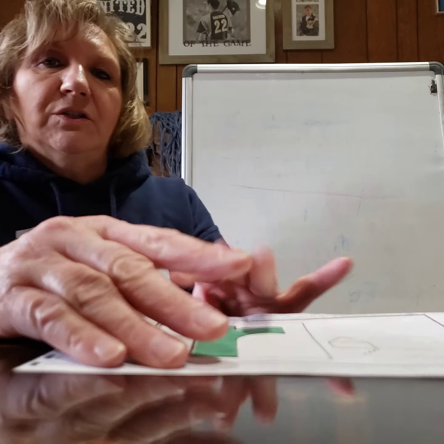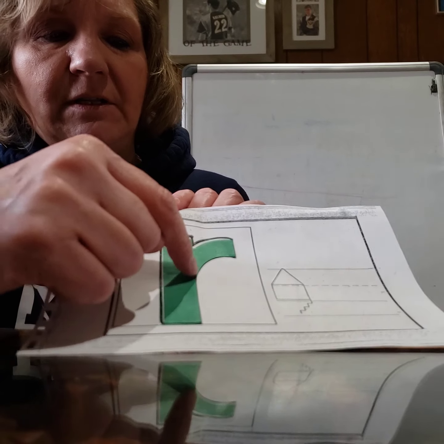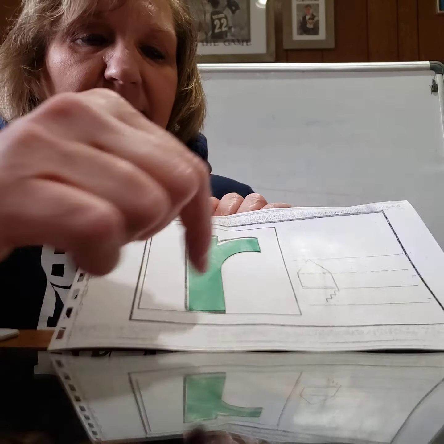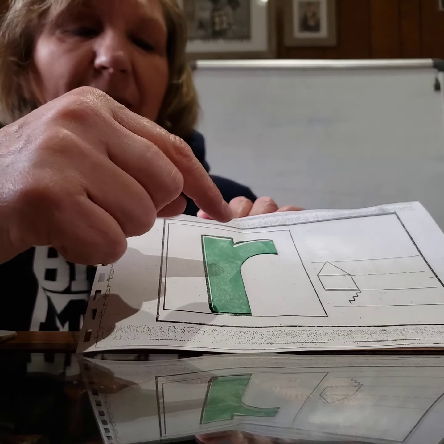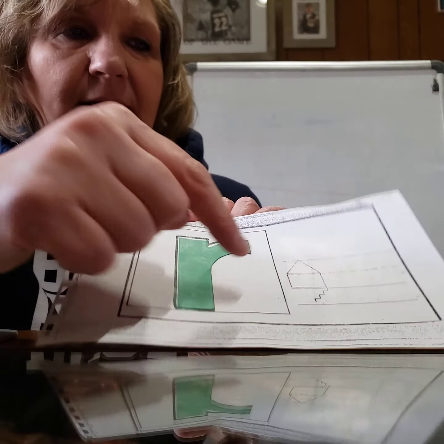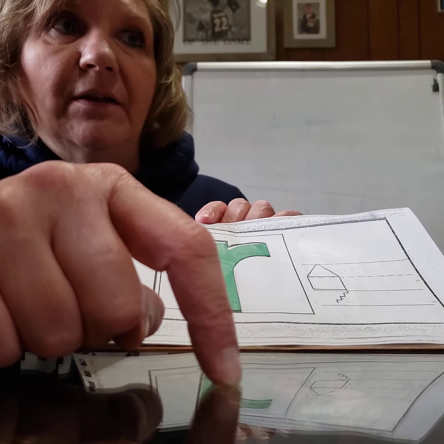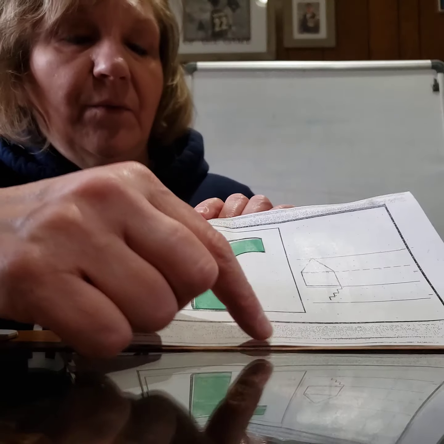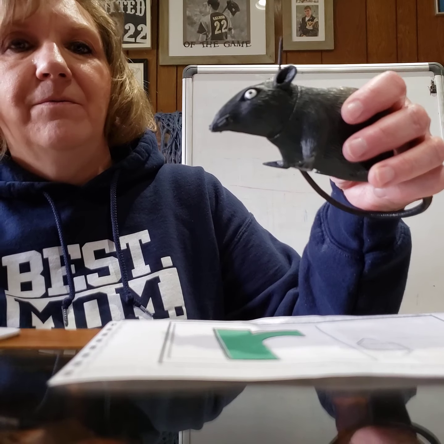And remember that R starts at the top of the ceiling. And it's a small line down and a small line up and a little small curve. R says R. Trace it on the table and say it with me. R says R. Trace it in the carpet if you're sitting on the floor watching in the living room. R says R, just like my friend Rat.